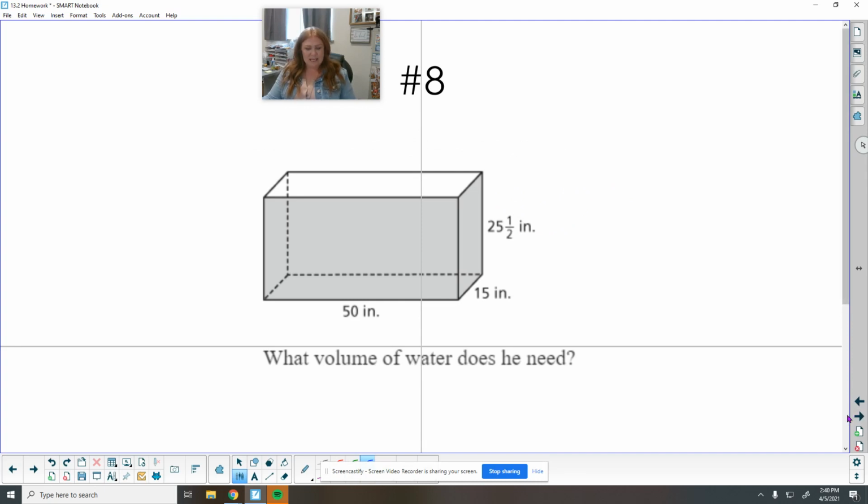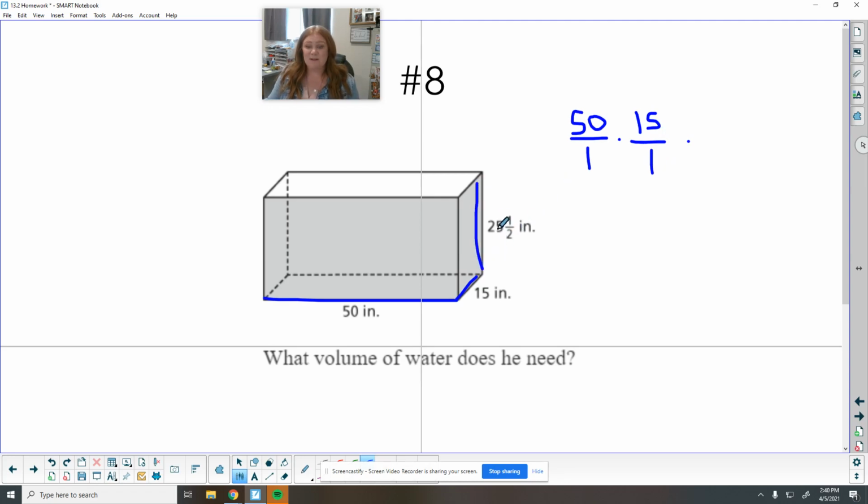Number 8 says that, I think I skipped part of the question here. So it says, Anton is filling a fish tank with water. What volume of water does he need? So we can see the length is 50. And I can see fractions, so I know I'm going to have to make them improper. And the width is 15 inches. And then our height is 25.5.